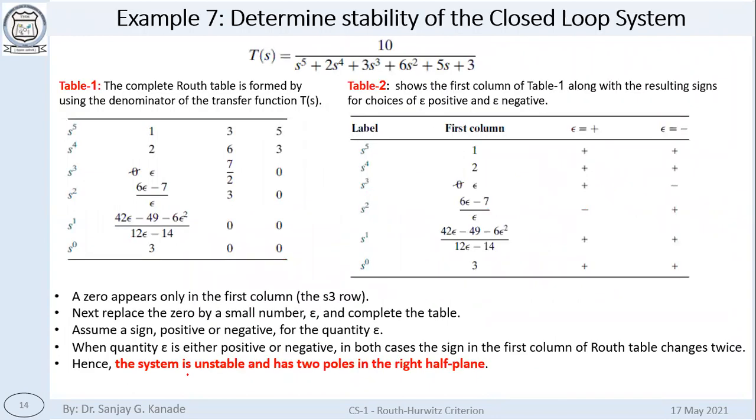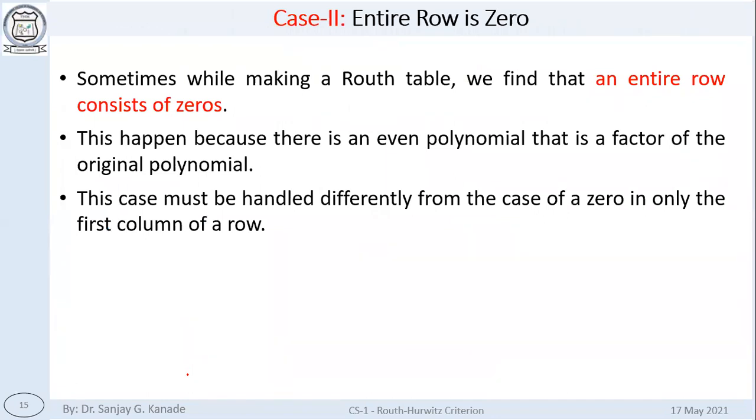Now you again take this as an example, just for this. I will post this problem on the group also. Okay, you have to complete the Routh array as usual and find out about the stability. I will now move on to the last case, which is when the entire row is 0.